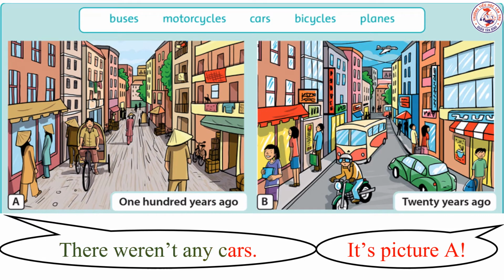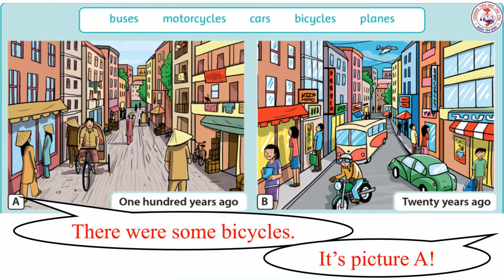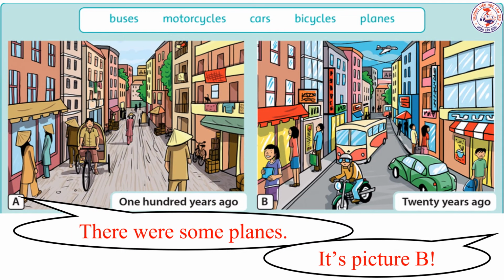There weren't any cars. It's picture A. There were some bicycles. It's picture A. There were some planes. It's picture B.